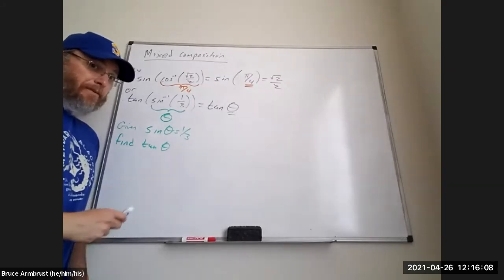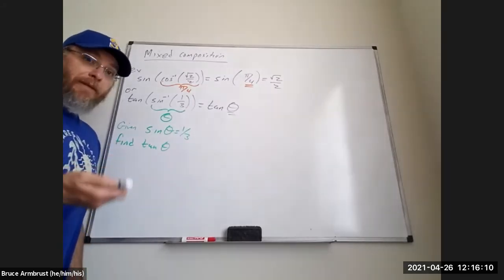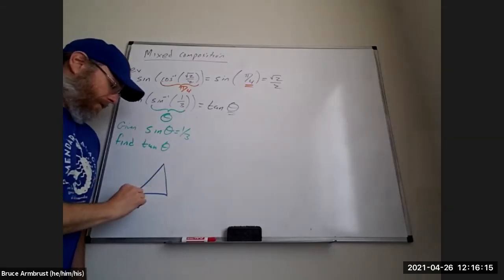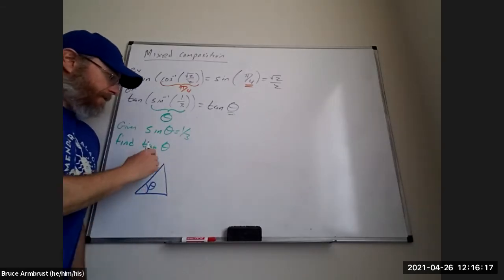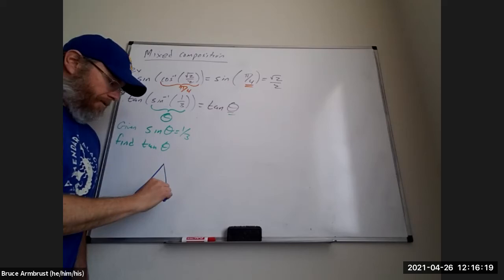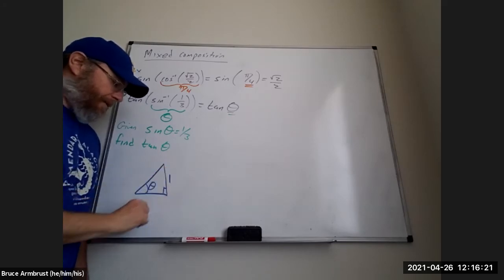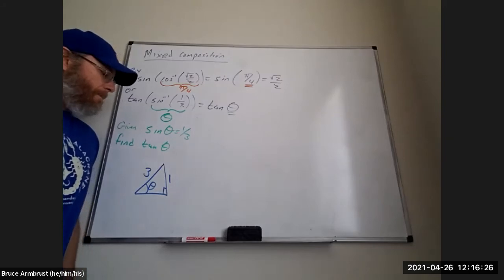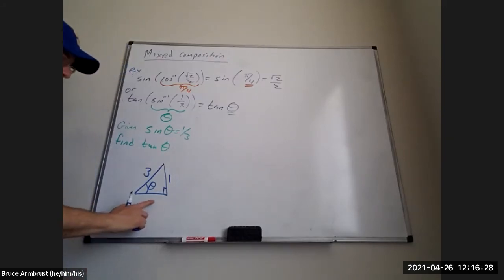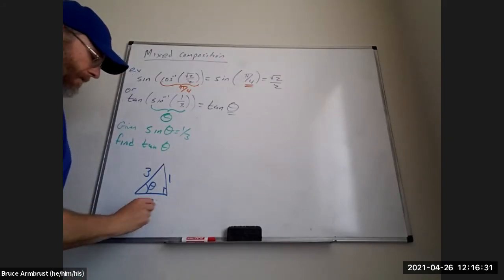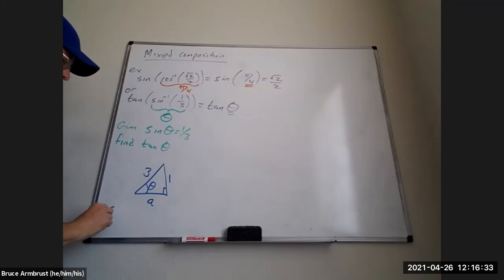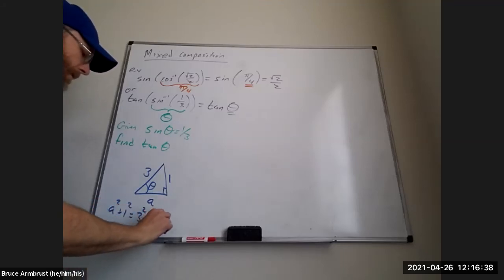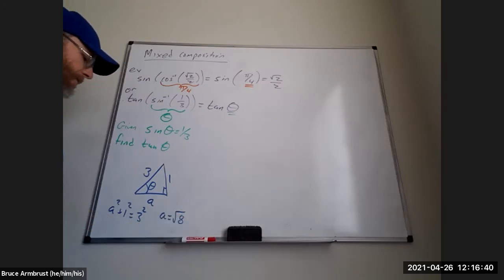So you remember how to do this? I mean, there are a couple of different approaches. Probably the easiest is with the right triangle. Okay, so here's theta, and I know that sine is 1/3. So my opposite side is length 1, and my hypotenuse is length 3. I want to find the tangent, which means I need to find my adjacent side. So we go to our Pythagorean theorem, a squared plus 1 squared equals 3 squared, which gives us a is the square root of 8.